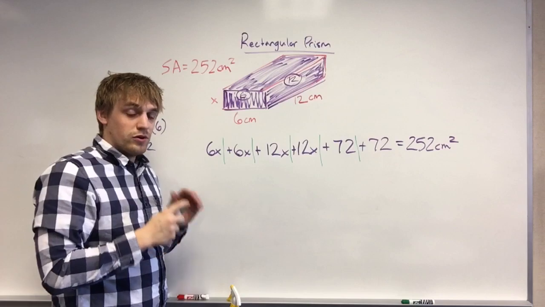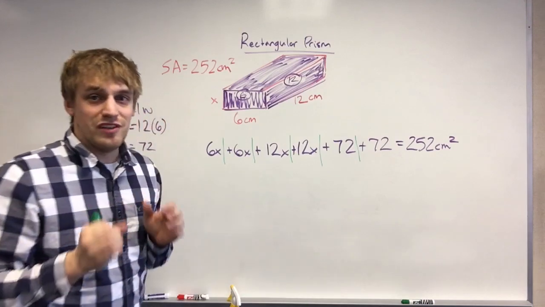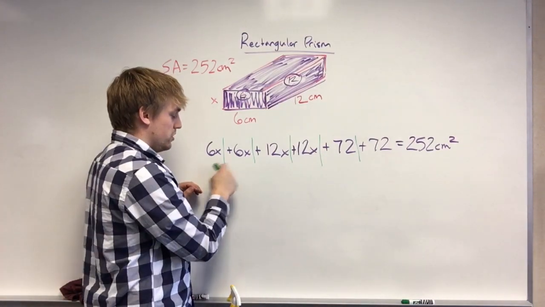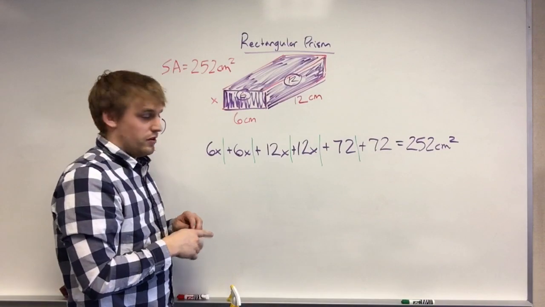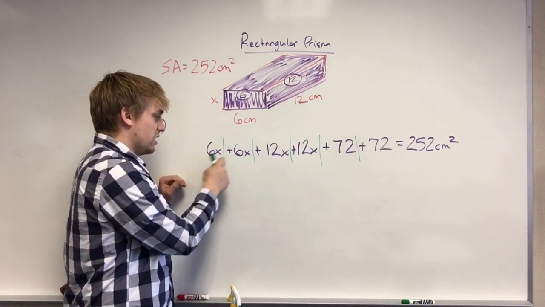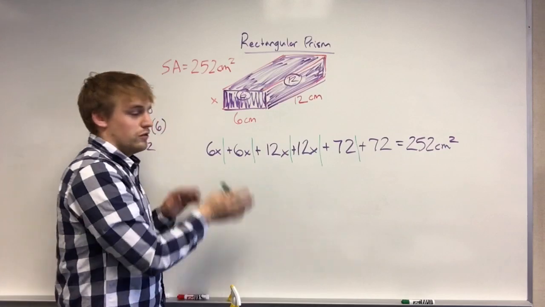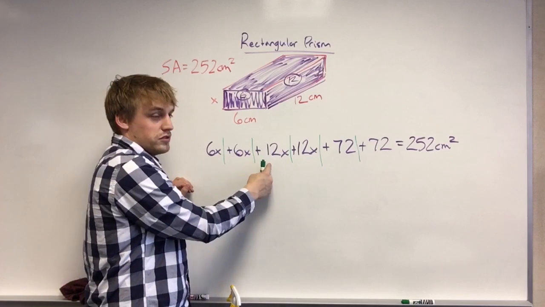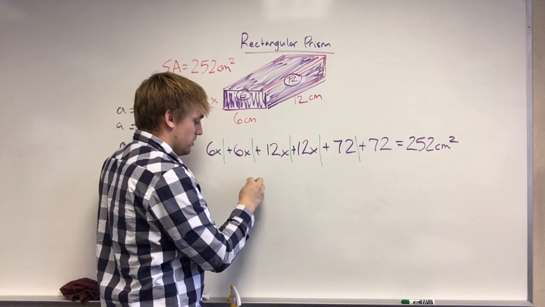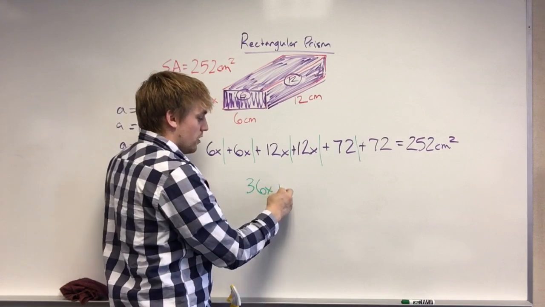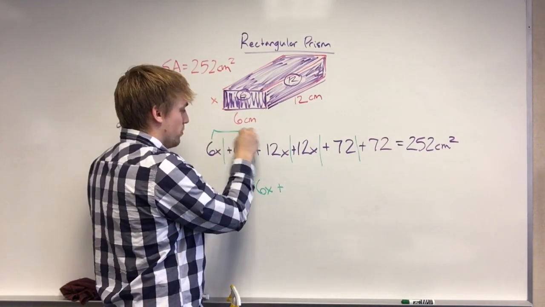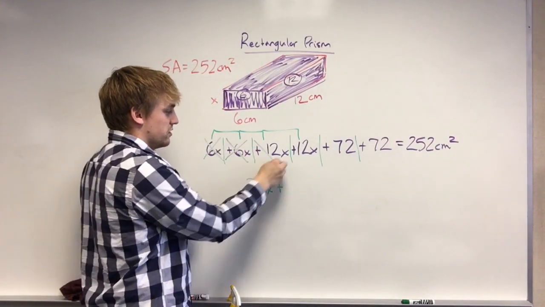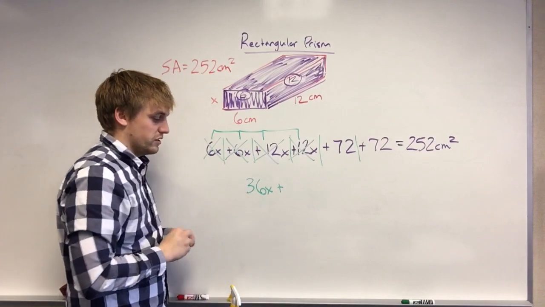In order to be able to combine terms, they have to have the same variable combination. So these first 4 terms all have the same variable, so all of them can be combined. So 6x plus 6x plus 12x plus 12x. If you need to do that on the side, you can. But 6x plus 6x is 12x, 12 plus 12 is 24, and 24 plus 12 is 36. So these 4 were all like terms: 6x plus 6x plus 12x plus 12x equals 36x.